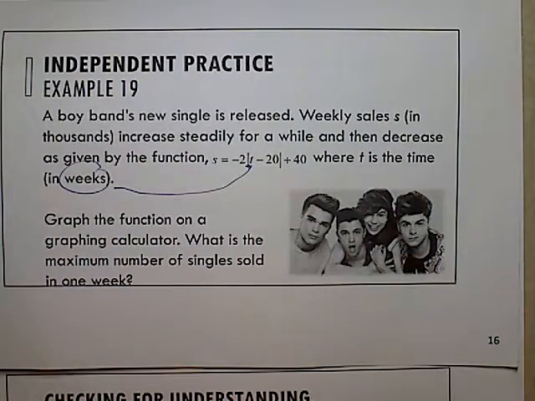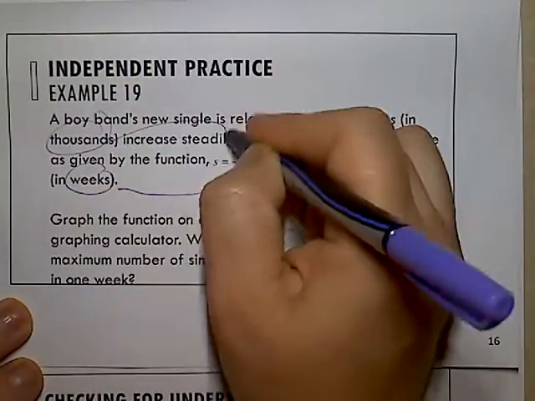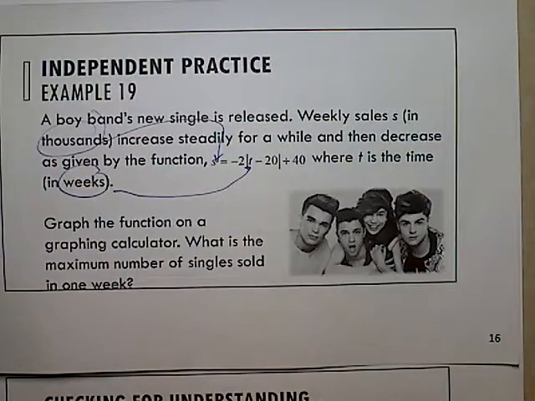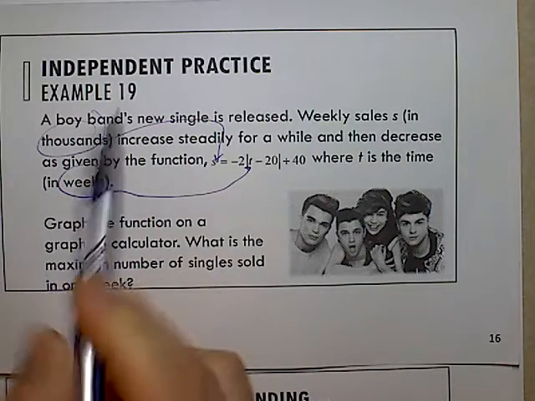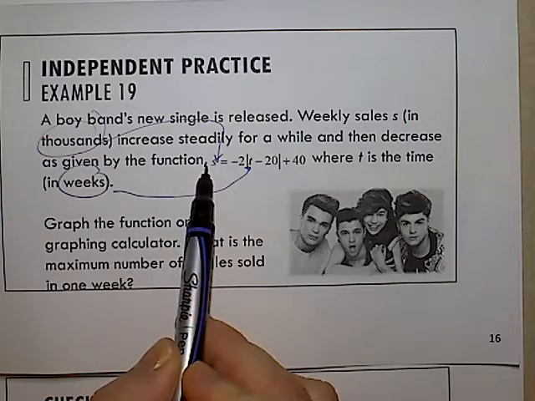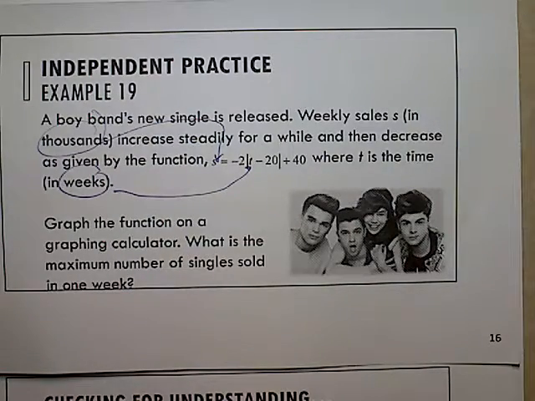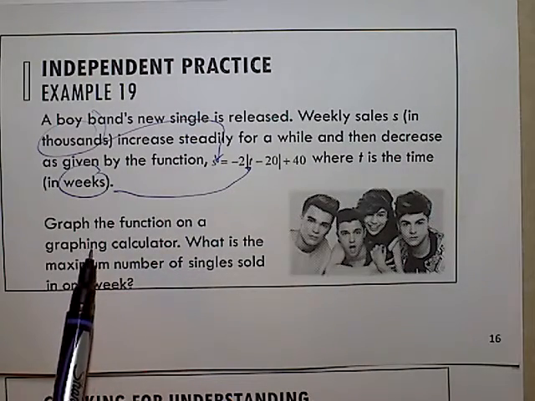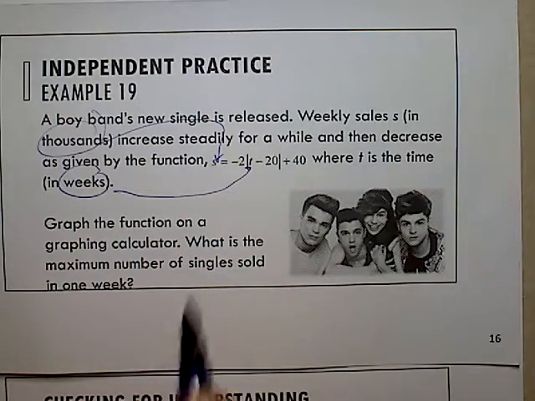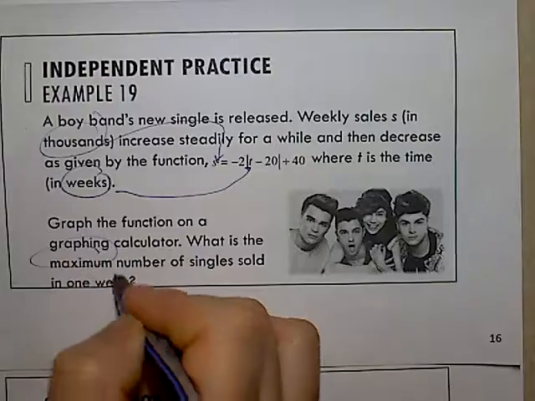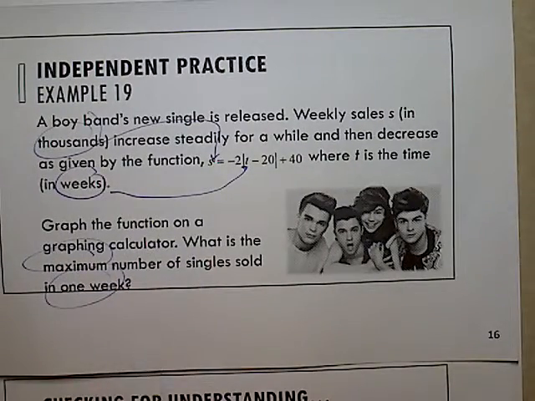T is in terms of weeks, and S is in terms of thousands. Keep that in mind. They're going to try to trick you on problems like this. T is time in terms of weeks, and S is sales in terms of thousands. Graph the function on a graphing calculator. What is the maximum number sold in 1 week? So we want to know what is the maximum.